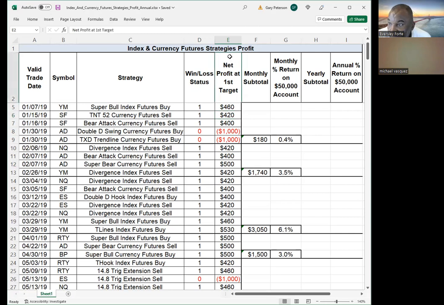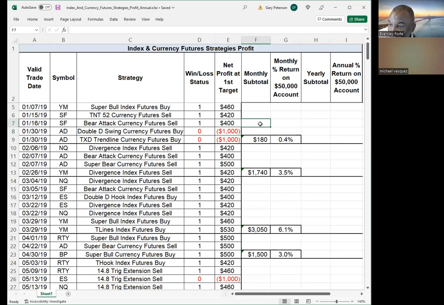This is profit. This whole column is profit at the first target. Yes, but these 2 losses are way more than these 3 wins. But that's correct. That's correct. You gave back money. You don't just win. You don't just make money trading.